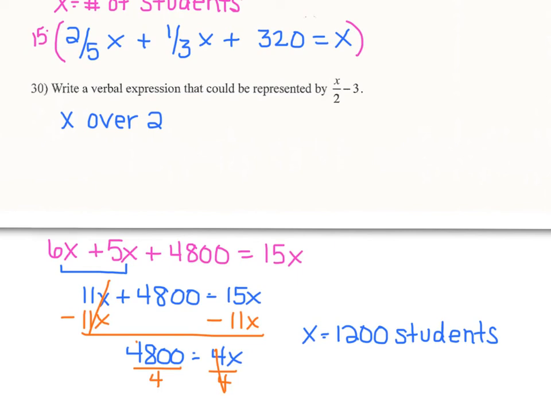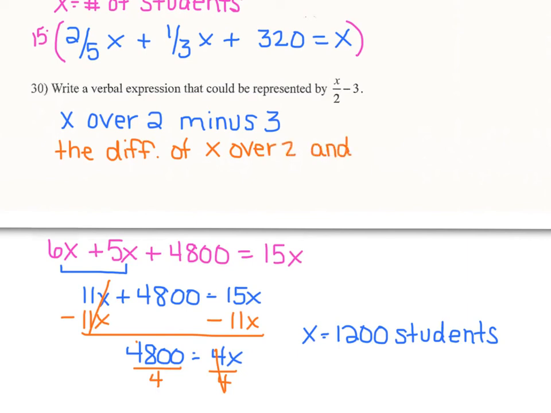I could say x over 2 minus 3. That would be an okay way to say it. There's a verbal expression. Could also say the difference, because that's my subtraction, of x over 2, because that kind of keeps all of that together, and 3. Okay. Trying to think of some other ways you could say that. You could say half of x, take away 3, something along those lines. So just any combination of those expression words is what you want to look at for that one.